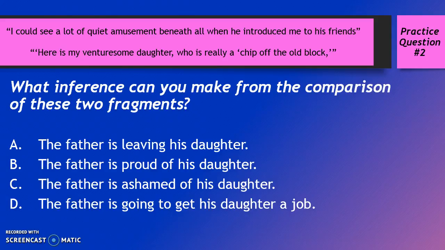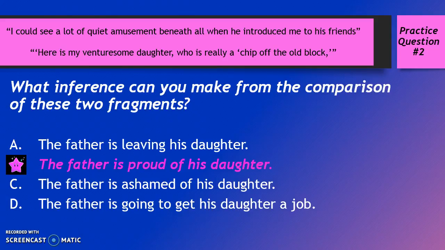Practice question number 2. I could see a lot of quiet amusement beneath all when he introduced me to his friends. Here is my venturesome daughter, who is really a chip off the old block. What inference can you make from the comparison of these two fragments? A. The father is leaving his daughter. B. The father is proud of his daughter. C. The father is ashamed of his daughter. D. The father is going to get his daughter a job.